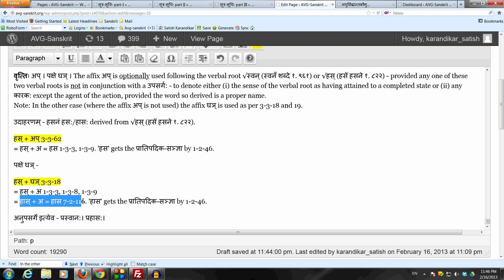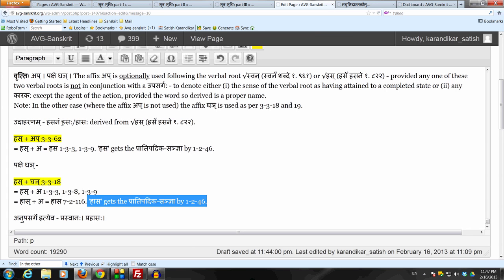upadhayaha to do the vridhyadesha in place of the penultimate akara of the angam has, and we get the pradipadikam hasa. So this is how we get the two forms hasaha, hasaha, depending on whether we use the optional affix up or we use the default ghai.